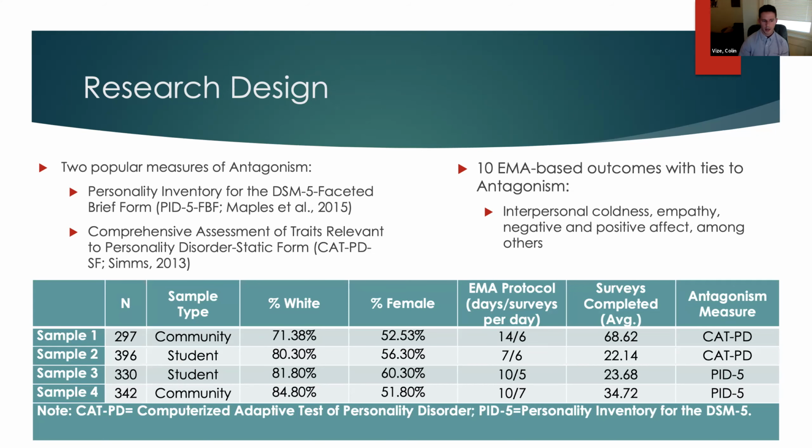To give a look at our four different samples, they're relatively large samples for EMA-based studies, and they comprise both student samples, so students from the University of Pittsburgh, and also community members that were oversampled for past psychiatric or clinical care, and oversampled for interpersonal problems.